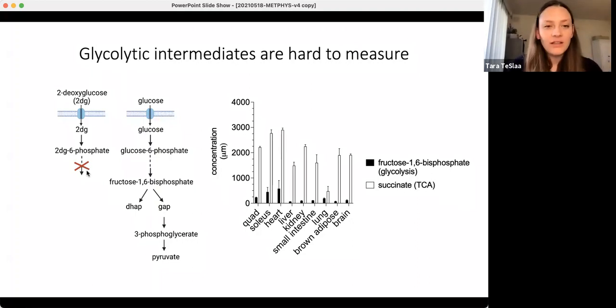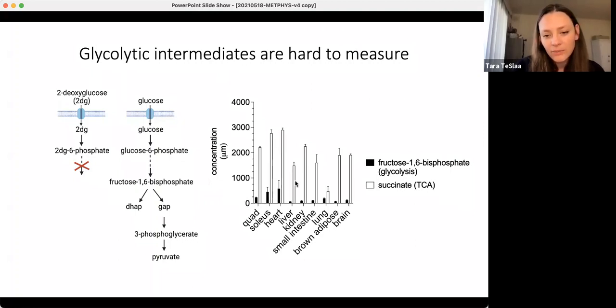Another reason I think that there's been a lack of literature on glycolysis in vivo is that glycolytic intermediates are actually quite low in concentration. What you can see here is that fructose bisphosphate, a metabolite in mid-glycolysis, is actually quite low in concentration.